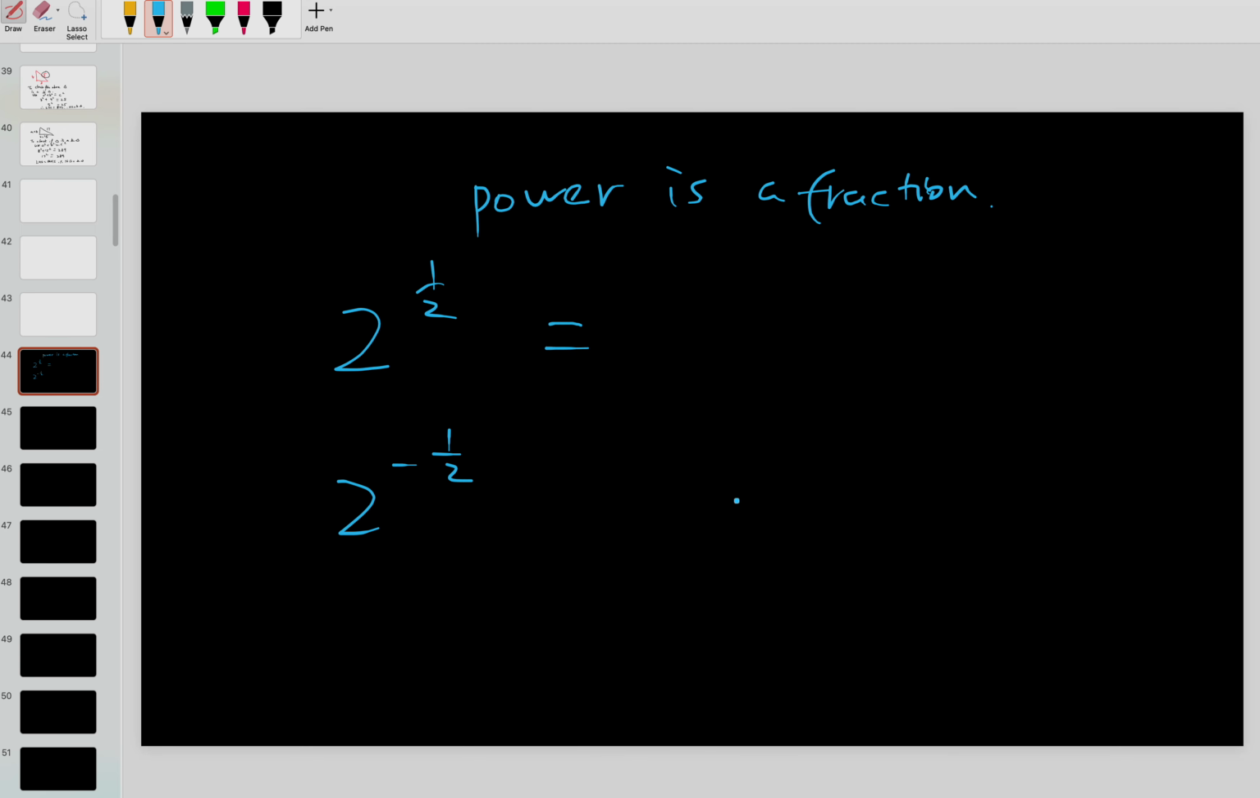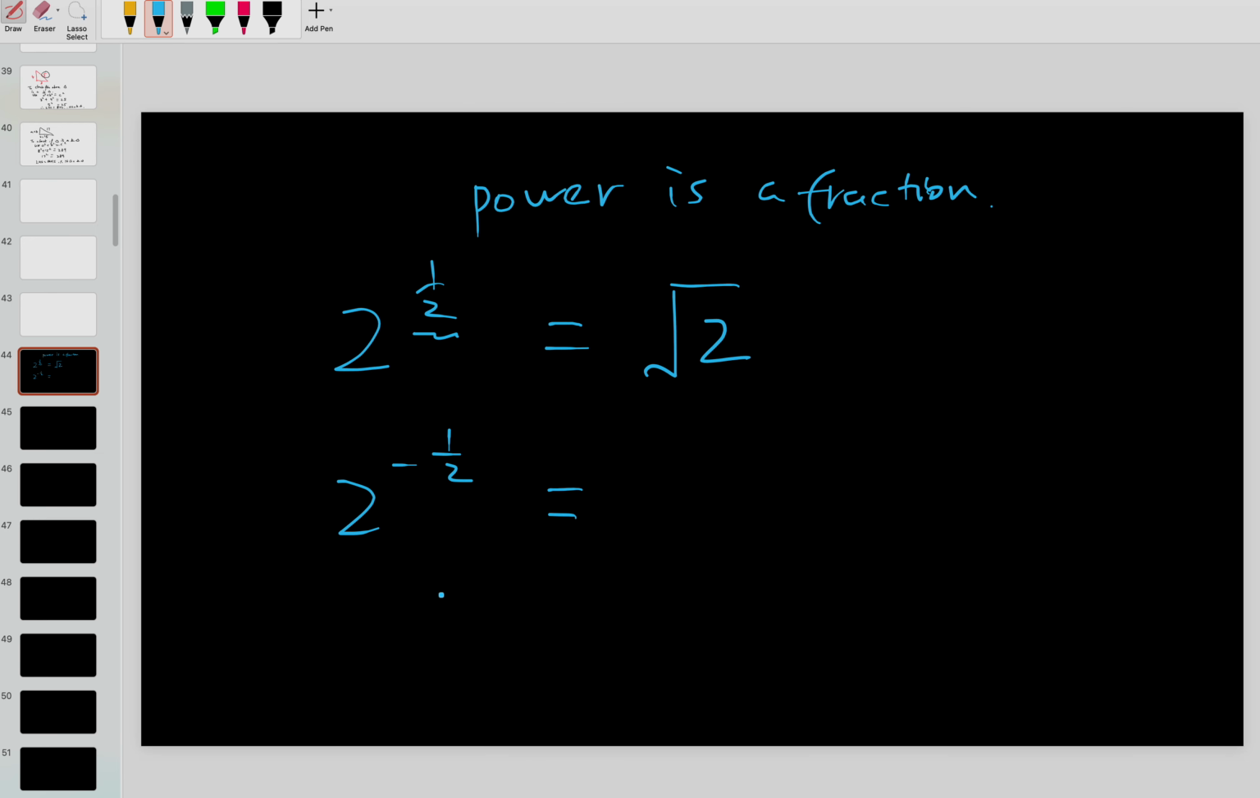So for this one, power half means square root. So the power half means square root. So 2 to the power half means square root the 2. Okay? Next.